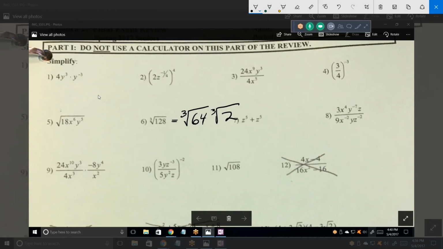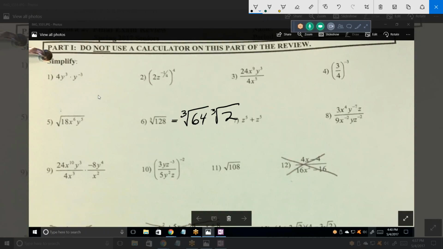Right. What's the cube root of 64? Not the square root. The cube root. What number multiplied by itself 3 times equals 64? And I'll give you a hint. It's a low number. What's 2 cubed? Four. No, don't use your calculator. What's 2 times 2 times 2?